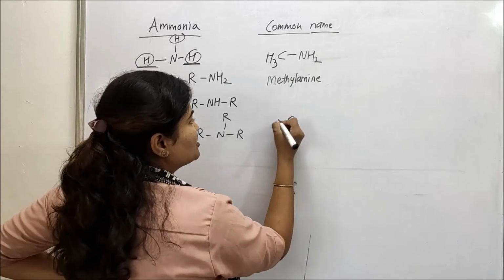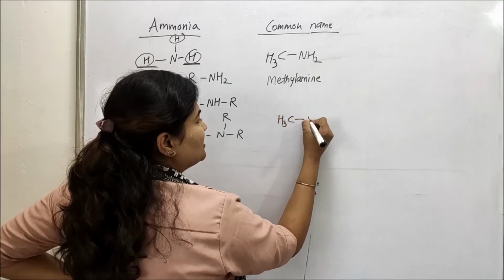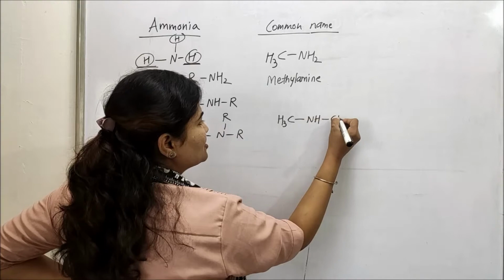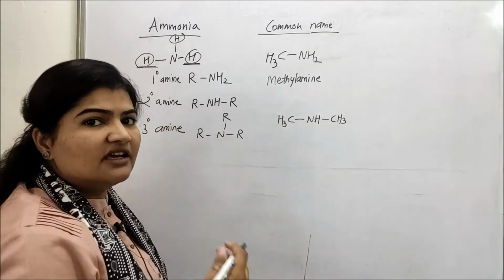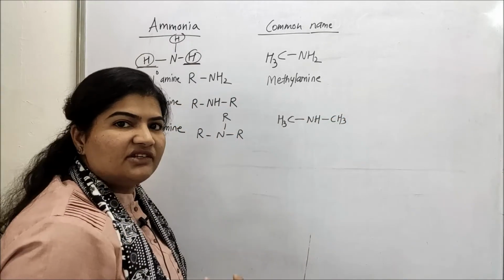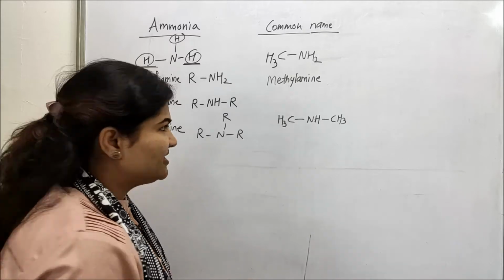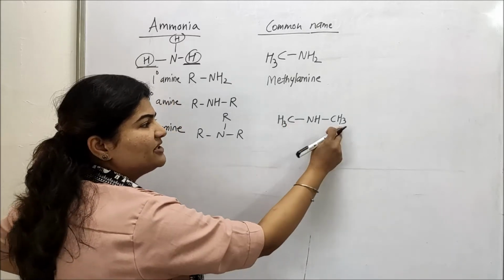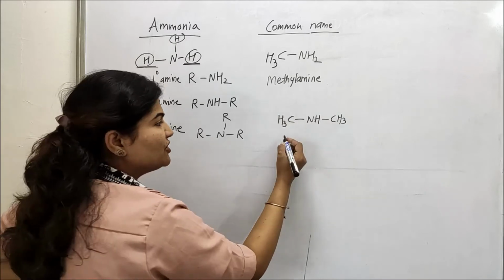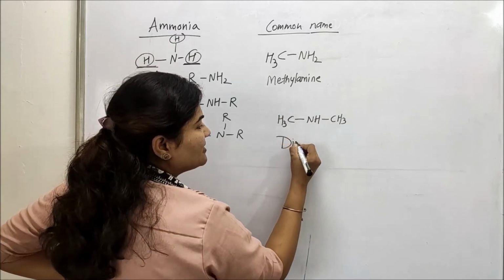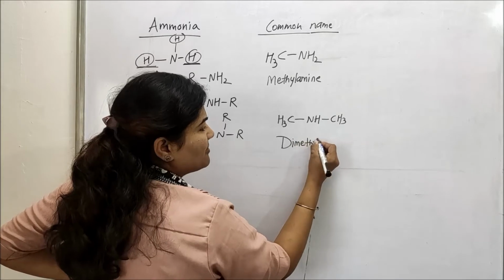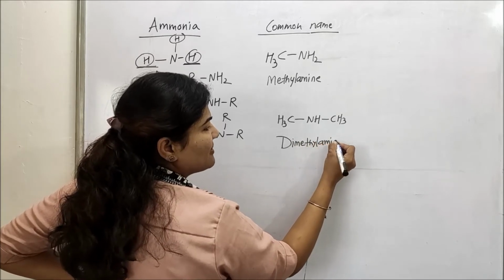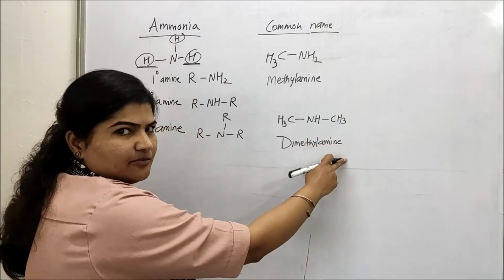Next example, suppose I am having CH3NHCH3. It is a secondary amine. Purposefully I am taking different examples so that you can understand better. Now here it is a secondary amine. Two methyl groups are there. So how am I going to write? Dimethylamine. Okay, followed by the word amine. That's it, no space in between.